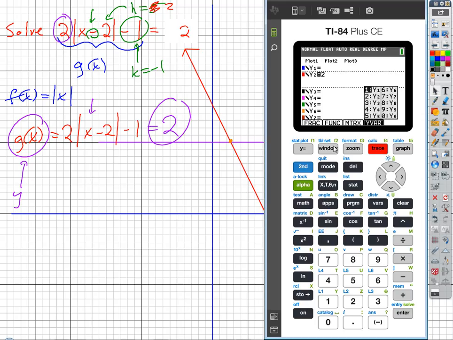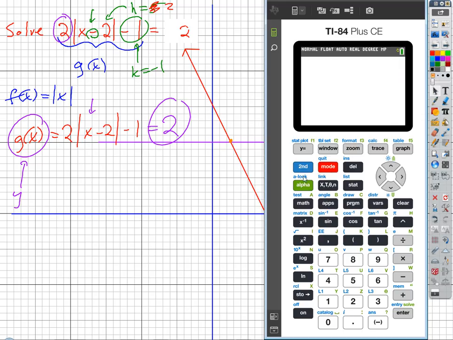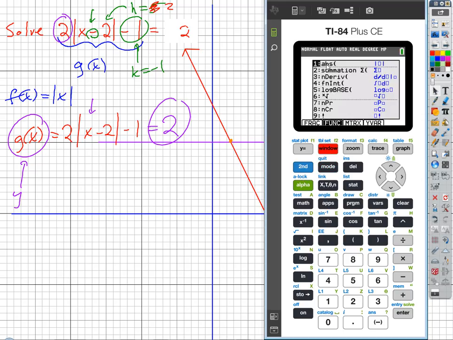If I go to window, oh, I don't know that shortcut. I think if you go function, okay, there's a really easy way. I'll give you a bunch of ways. Does everybody see this right here? I just hit alpha F2. Once again, let me clear that and do it again. So alpha F2 gives me absolute value, right? ABS.